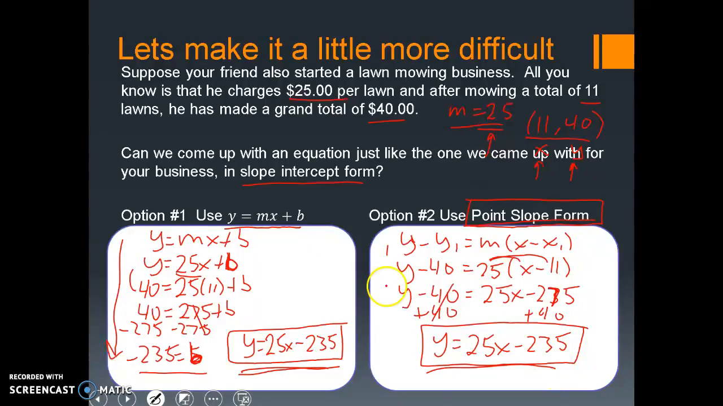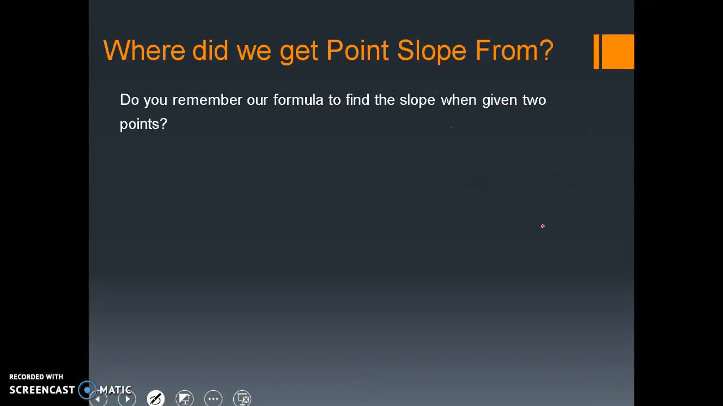And I don't know if you thought that was easier, but I would like for us to work with the point-slope form here for a little bit, because it's a really nice way to write equations when we're given a point and a slope. How did that formula come about? Well, let's just go through this.